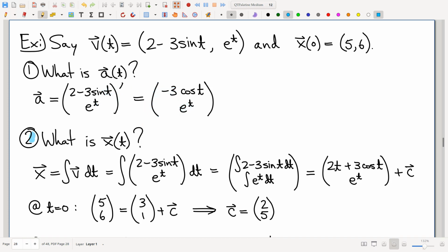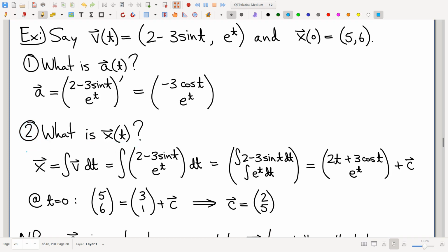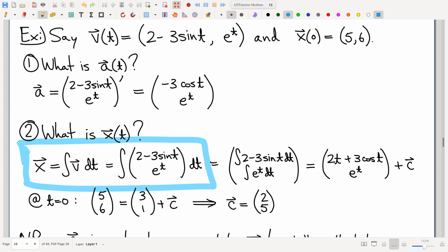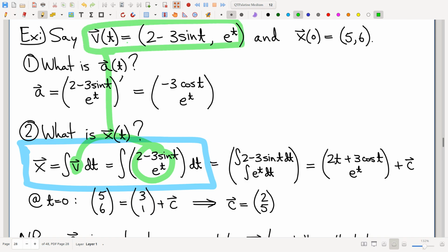Second part of the question, what's the position? Now, again, we were given the velocity. We want to find the position. And so, again, from the previous page, we have a concept there, and that is because velocity is the derivative of position. That means position is the antiderivative of velocity. Right? So, again, I take the velocity that I was given, take an antiderivative, and that gives you position.